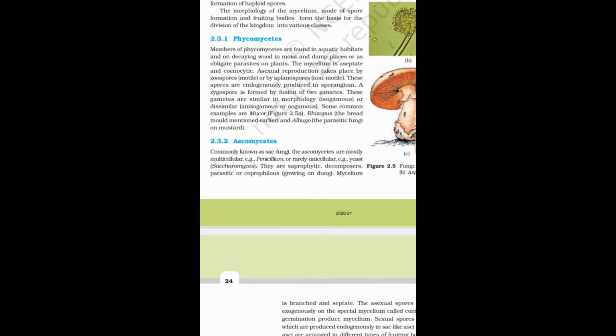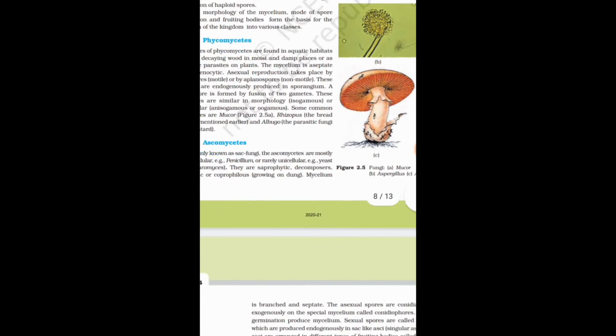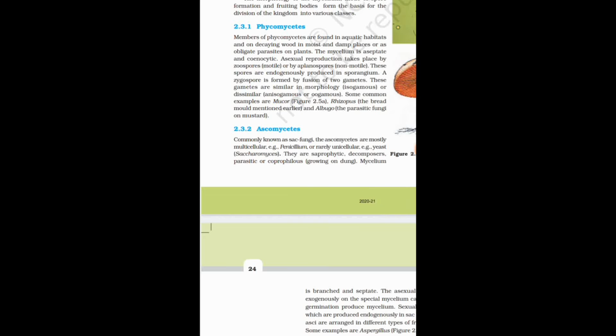These spores are endogenously produced in sporangium. A zygospore is formed by fusion of two gametes. These gametes are similar in morphology, isogamous, or dissimilar, anisogamous or oogamous. Some common examples are Mucor (figure 2.5a), Rhizopus, the bread mold mentioned earlier, and Albugo, the parasitic fungi on mustard.